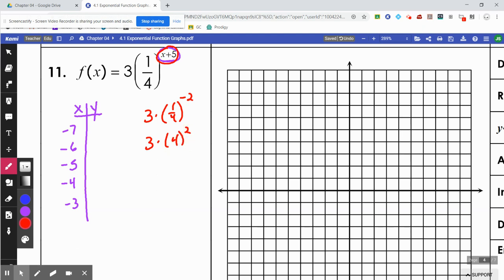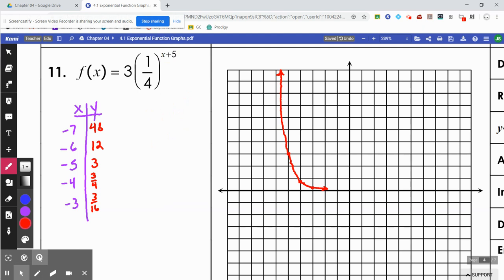So that'd be 3 times 16, which is 48, which I don't think is going to fit on my graph. Now let's go ahead and do the exact same thing to the rest of these and see what we get. And there's my points, and there's a sketch of my graph. And notice what transformations happen here.